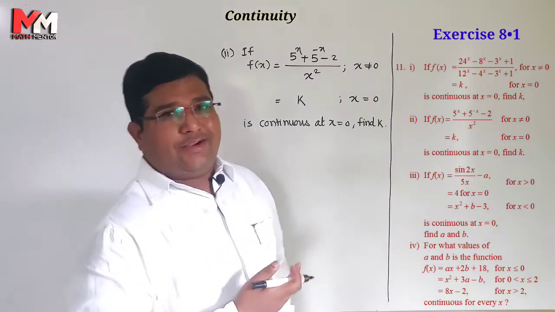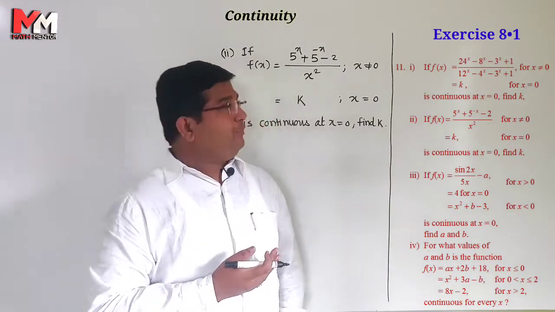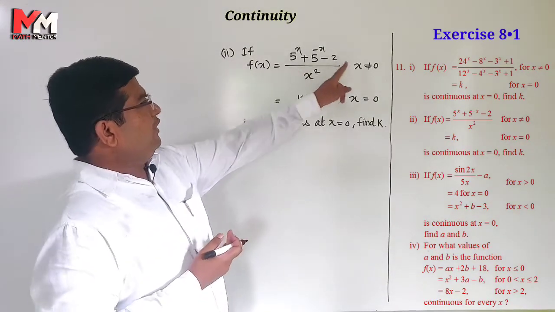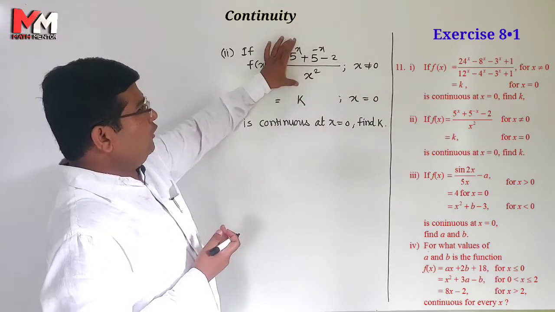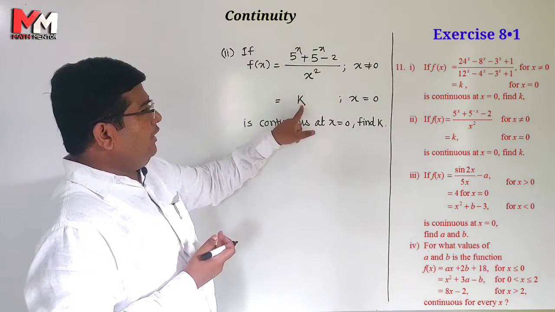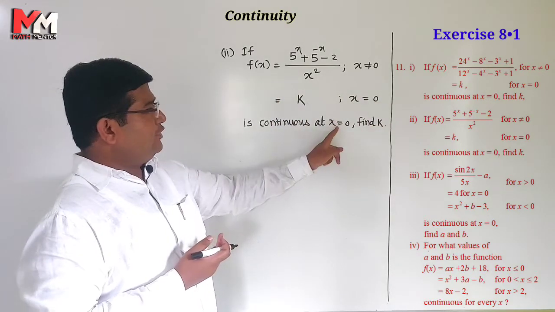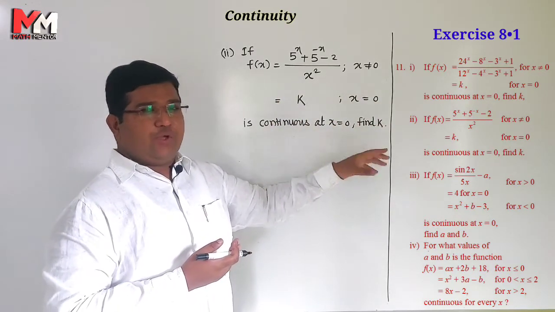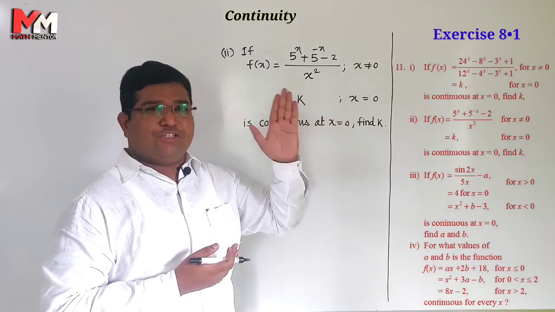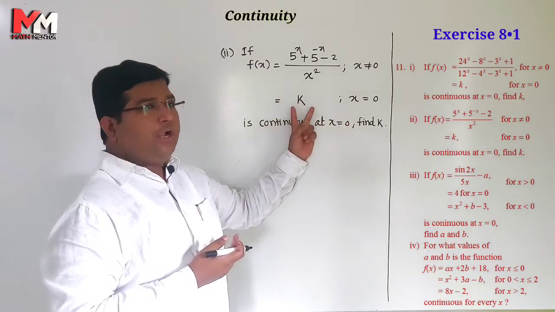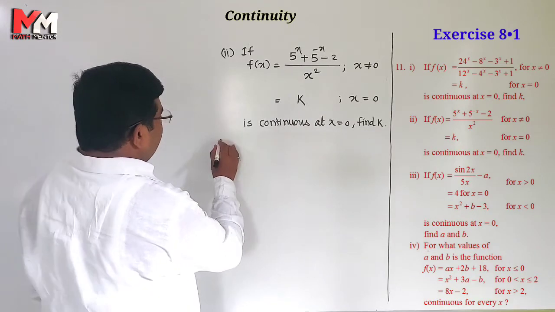Now look at the second example of question number 11. So he has given the function for x not equal to 0, meaning we have to find the limit of this function. The value is k at x is equal to 0. This function is continuous at x is equal to 0. We have to find the value of k. So again, same example: he has given that the function is continuous and we have to find the unknown k. So look at the solution here.